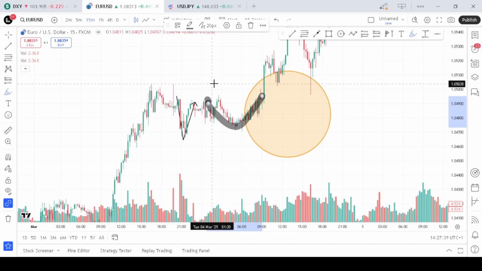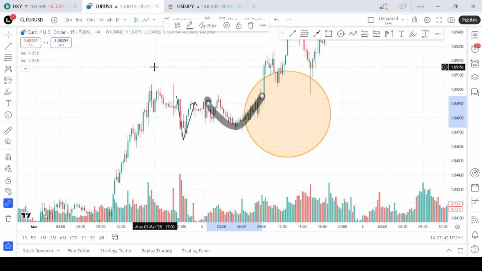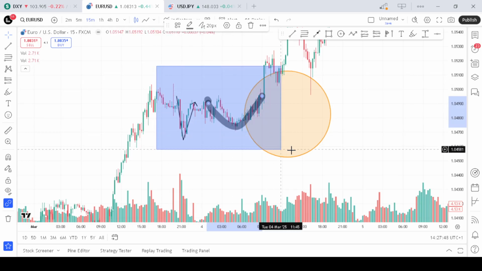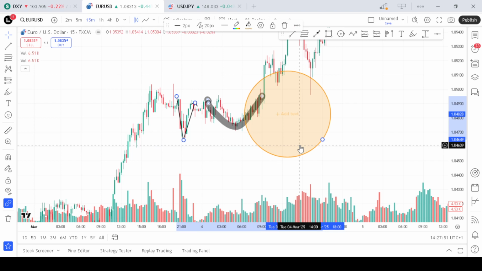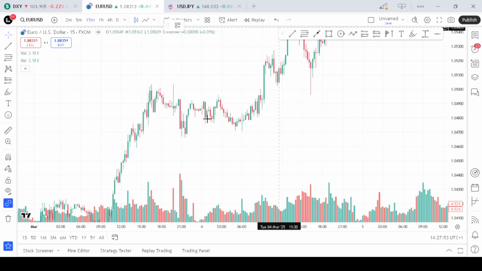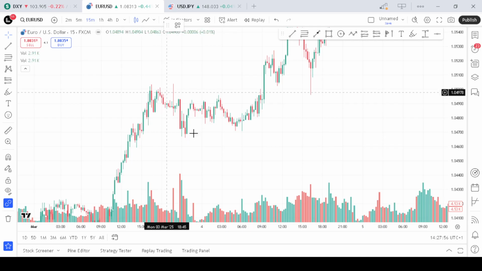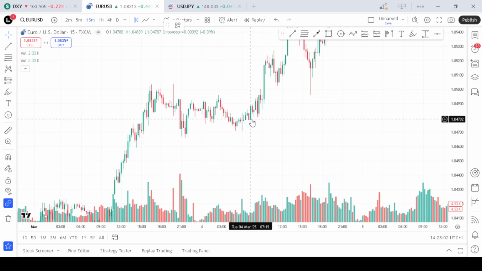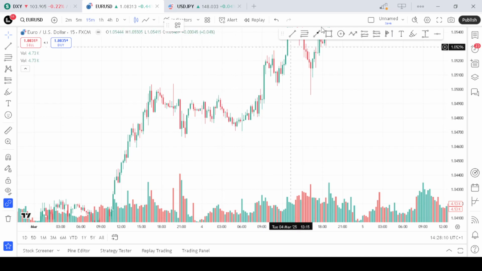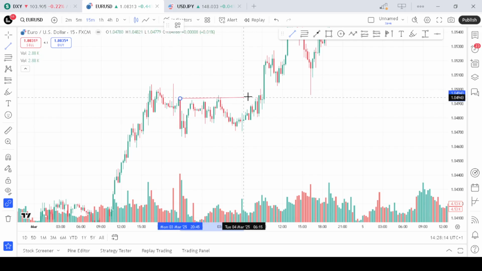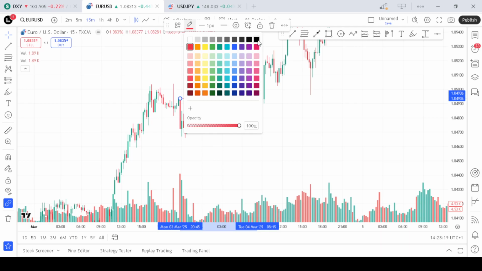To spot the Adam and Eve pattern, look for these two formations to occur consecutively at similar price levels. As we can see from our chart, this area is the Adam and the Eve. They have to occur consecutively. A neckline should be connecting the top and the bottom. So this is the neckline, and we are expecting price to break this neckline for the reversal of this pair.